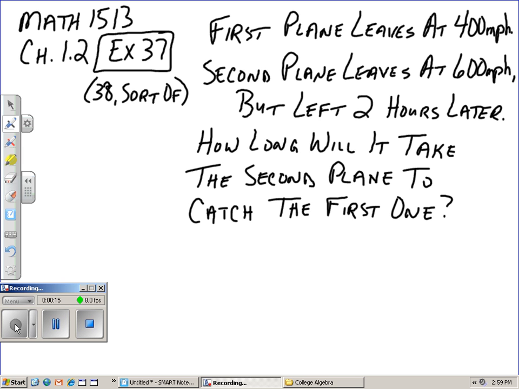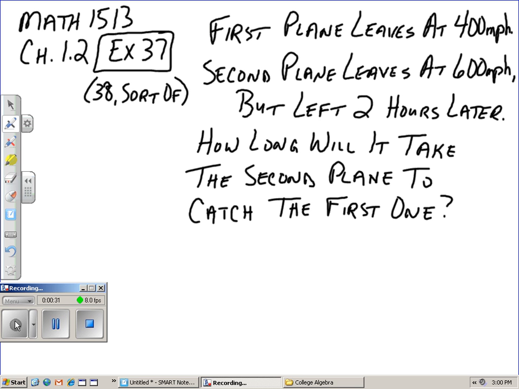So the first plane leaves at 400 miles an hour. The second plane leaves and it's going faster, 600 miles an hour, but it leaves 2 hours after the first plane left. How long will it take the second plane to catch the first one? Well, we have to come up with some kind of equation.